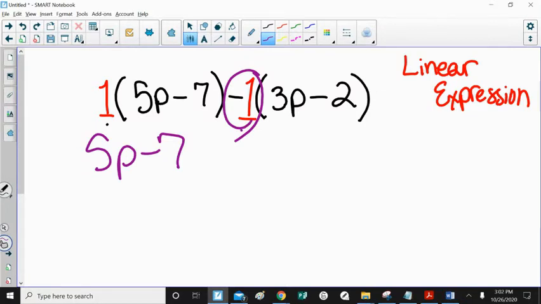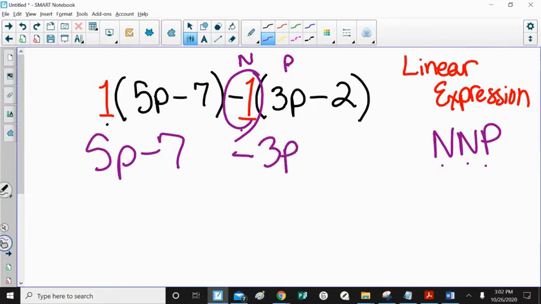So instead of multiplying through by a positive 1, I'm going to multiply through by a negative 1. So we have to remember when we multiply or divide with our positive and negative numbers, we need to have a special trilogy of a negative number, and a positive number in our expression. So if I'm multiplying through with a negative and a positive, my answer, my product, has to be a negative number. In this case, a negative 3p.